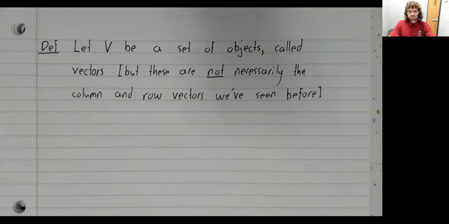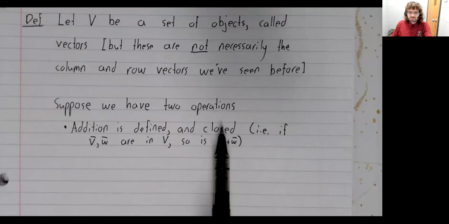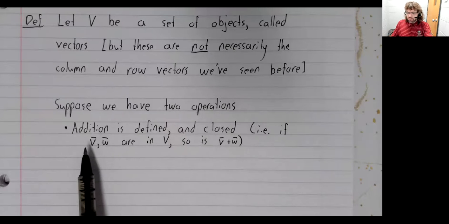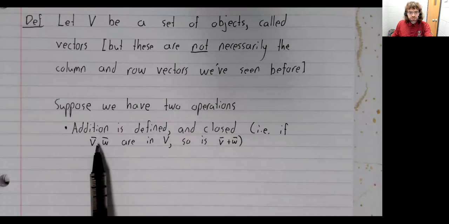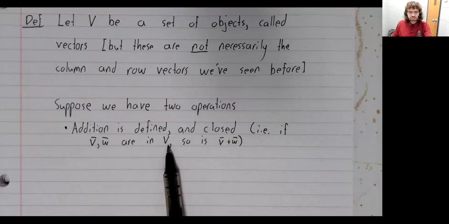Suppose that on this set, we define an operation called addition. The set has to be closed under addition. And what that means is that if we have two vectors and add them up, the result of that sum is also a vector. It's also in V.